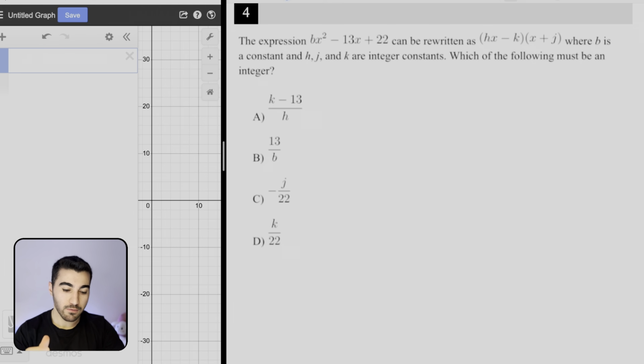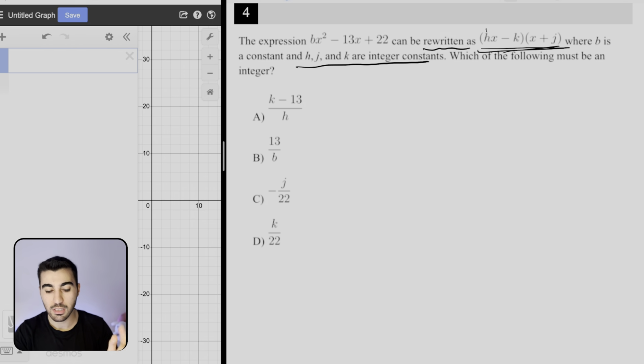All right, next question. We have the expression; this can be rewritten as this one, where b is a constant and h, j, k are integer constants. Which of the following must be an integer? Okay, so this looks like the first question, right? We have some expression that can be rewritten in this format. So we're going to do the same. We're going to distribute this and then match the variables with the terms here. Okay, so let's go ahead.